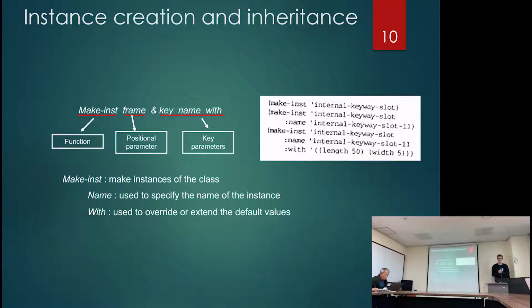So if we want to make an instance of an object in the frame programming language, typically you would say this. So you will see the line that says make an instance of internal keyway slot. So you call the class of the object you want. But you can also specify the name you want for the object you create, and if you want to override the default values you've input for the class, you can say what dimensions you actually want.